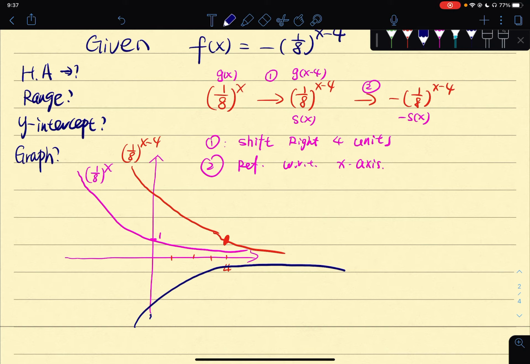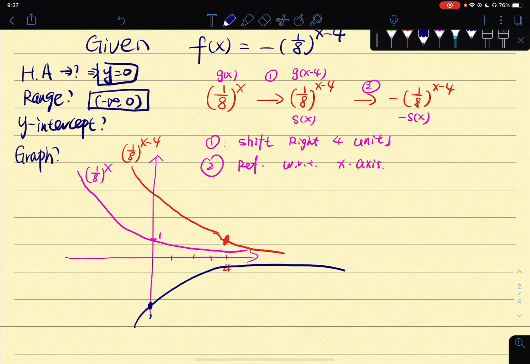Therefore, you may realize my horizontal asymptote is still the same thing, y equals 0. My range, the only thing that affects my height is a flip. So I'm going all the way down to negative infinity up to 0. So my range is supposed to be negative infinity up to 0, excluding 0.